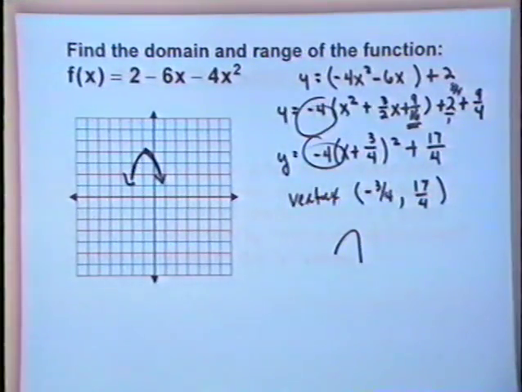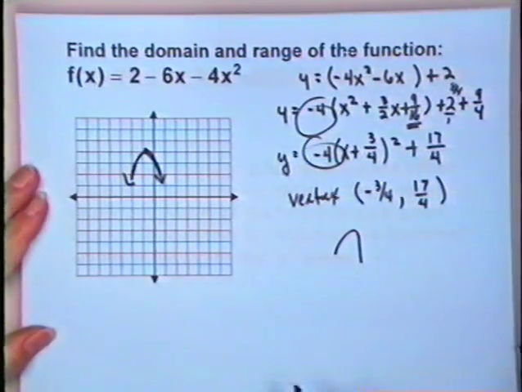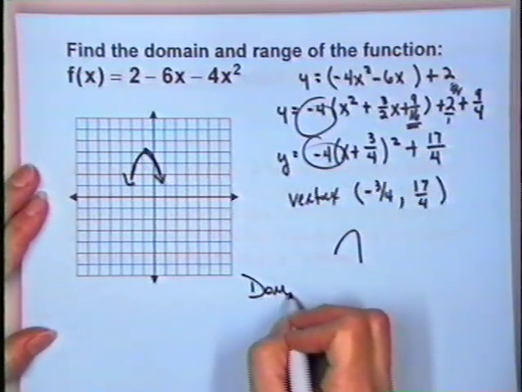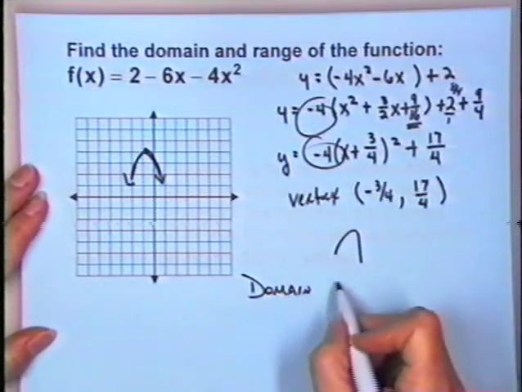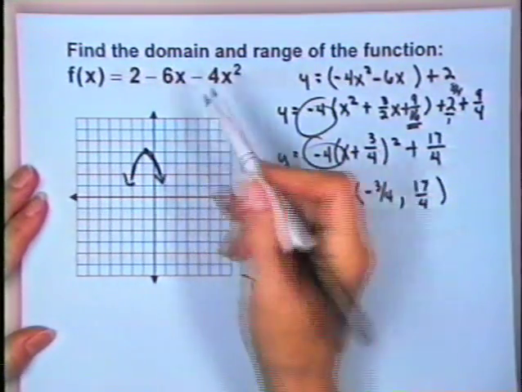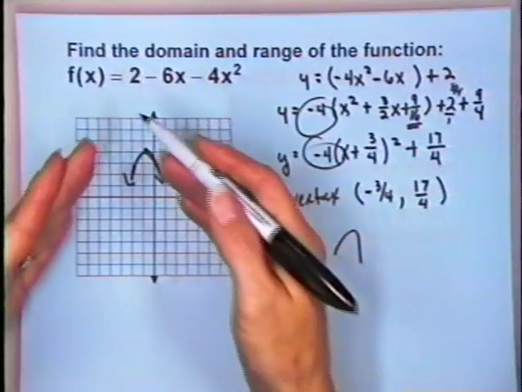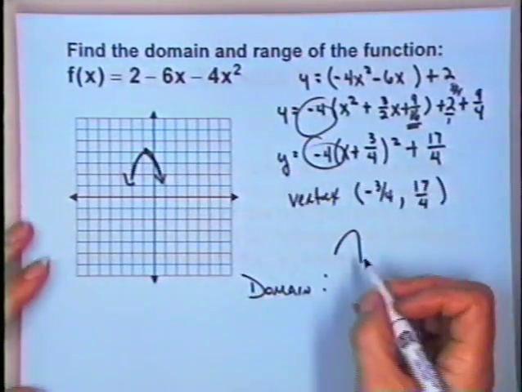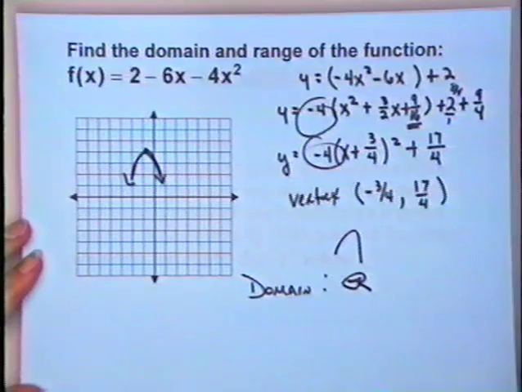Okay? Now, let's talk about domain and range. Domain, remember, refers to x values. What can x be? Well, either by looking at this equation or looking at this graph, x can take on any number. So my domain is all reals.